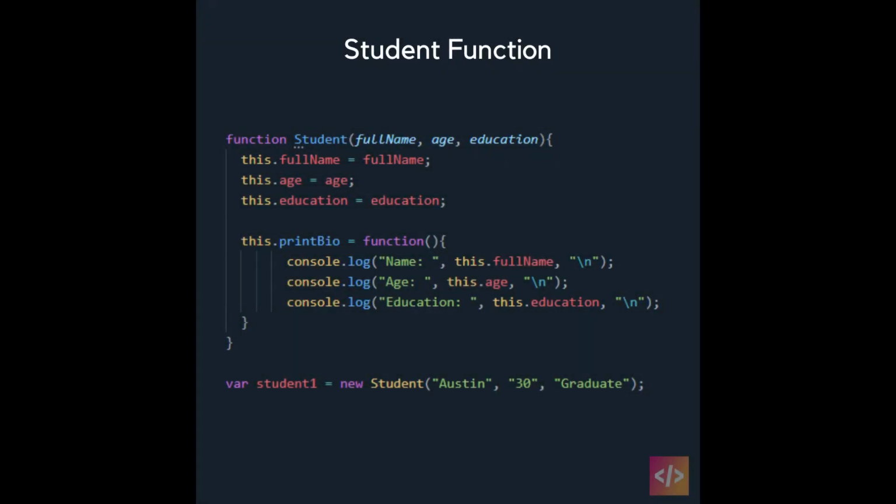Let's take a look at this example student function. Here I have a function which takes in full name, age, and education, and has a small function called printBio, which simply prints the name, age, and education as defined from its properties. So I have created an object or an instance of student by passing Austin, 30, and graduate as the arguments.